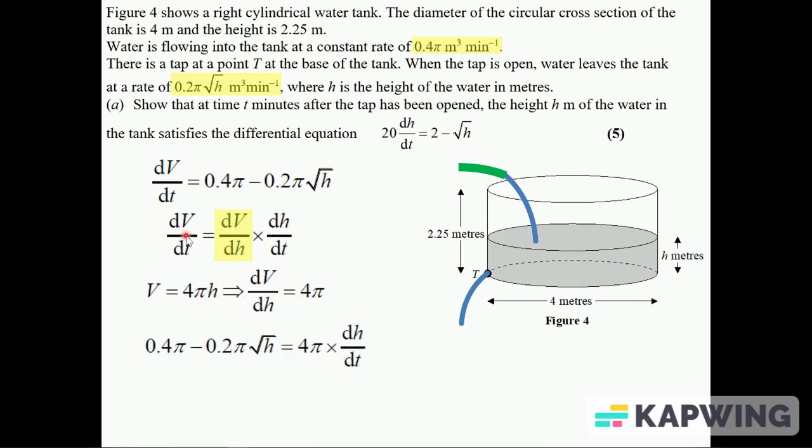So I can write then the dV over dt, which is this for the first line, is equal to 4 pi multiplied by dh over dt. I can get rid of those pi, divide by pi, and if I multiply by 5, I actually do get this 20 dh over dt, and that'll be 1, and that'll be 2.